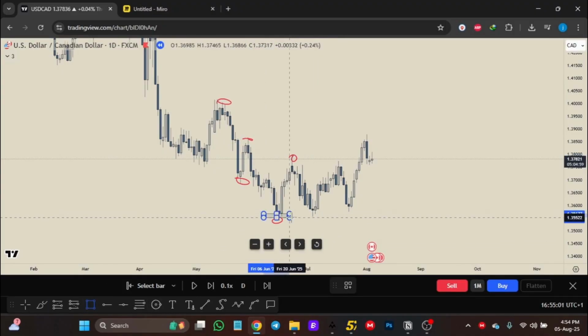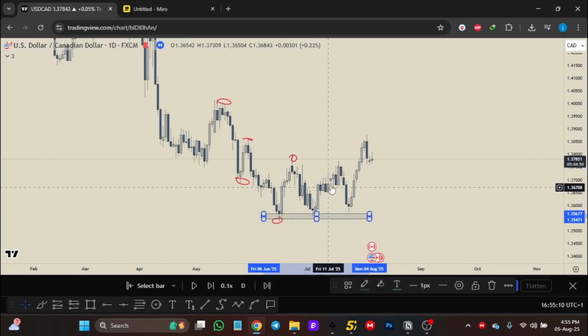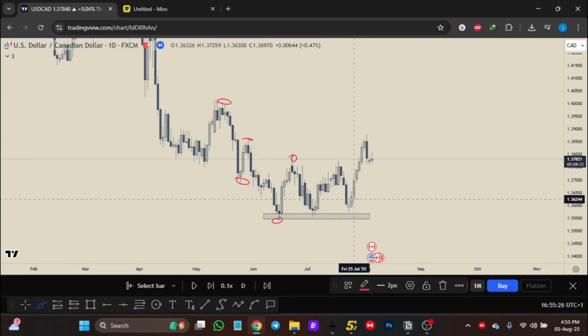So price created what? Support. And then price came back to respect that support, and moved to the upside again. I was actually thinking price would create a higher high and break this structure, but price did not do that. Price pulled back again to respect the support zone, and then price shot up to the upside, breaking these highs.